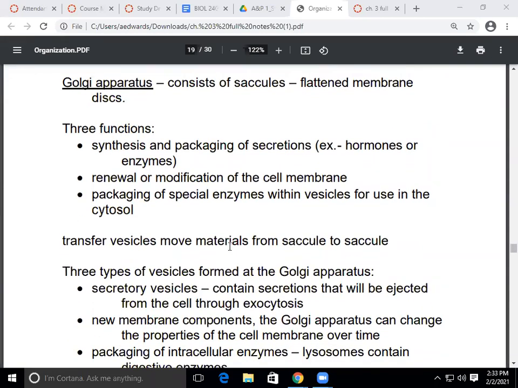All right. So what do these transfer vesicles do? They essentially move materials from one saccule to the next saccule, okay? So on one organelle, from one organelle to another organelle.